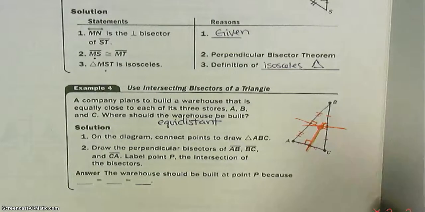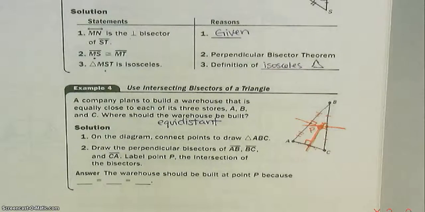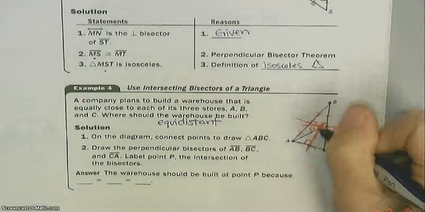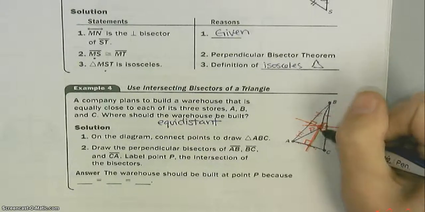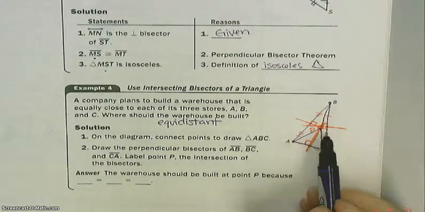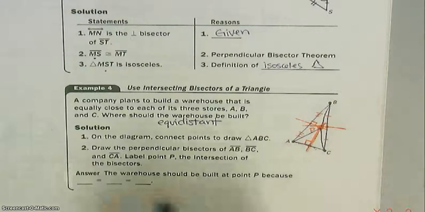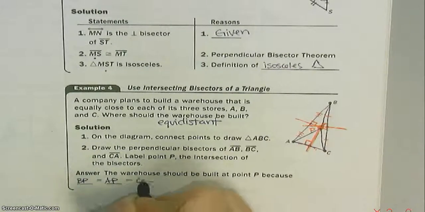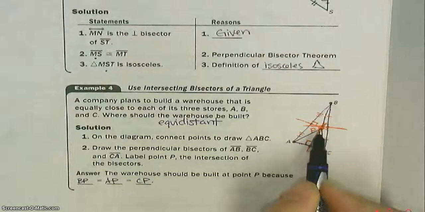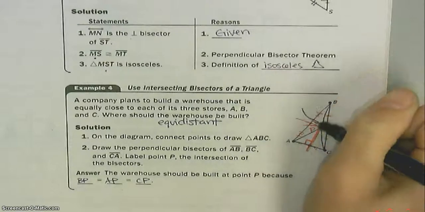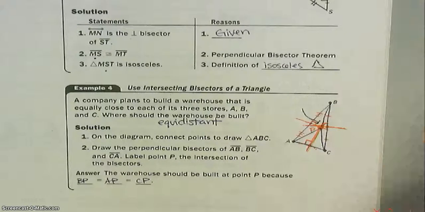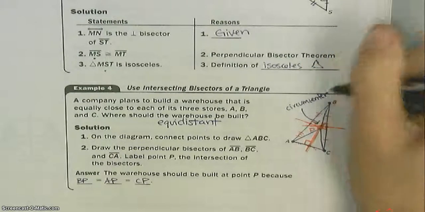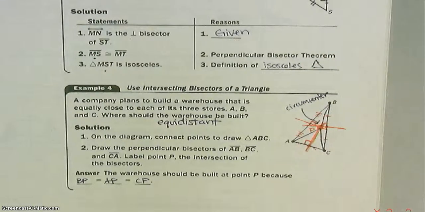That is what they're calling this point P. Right? Because this is equidistant from all the endpoints. This distance is equal to this distance and this distance. So this is where all the stores should drive to get their products. Because BP is equal to AP and to CP. There's a special name for this. This point where all the perpendicular bisectors meet is called the circumcenter. And that's where the stores should put their warehouse.